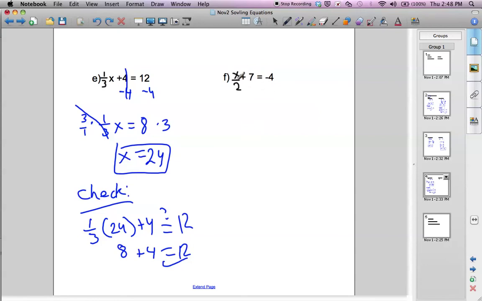Okay, last one. Again, we want to isolate x. So we're going to subtract 7 from both sides. We get x over 2 equals negative 11. This is x divided by 2 equals negative 11.